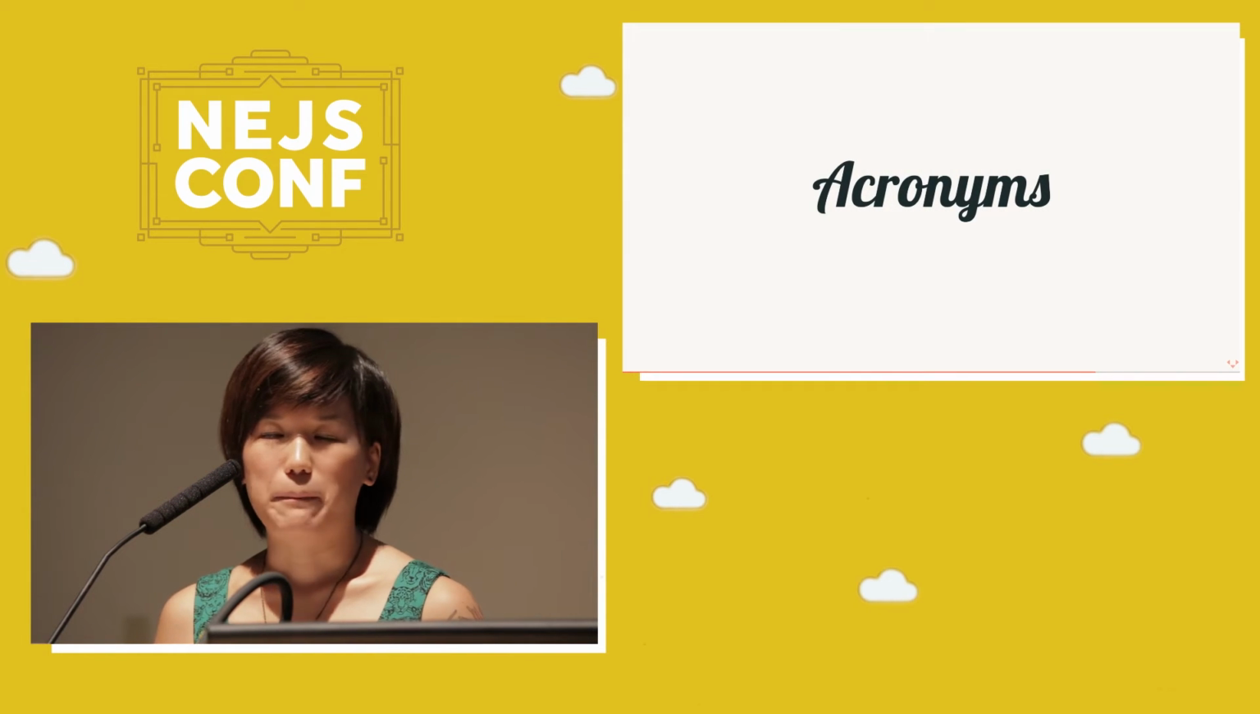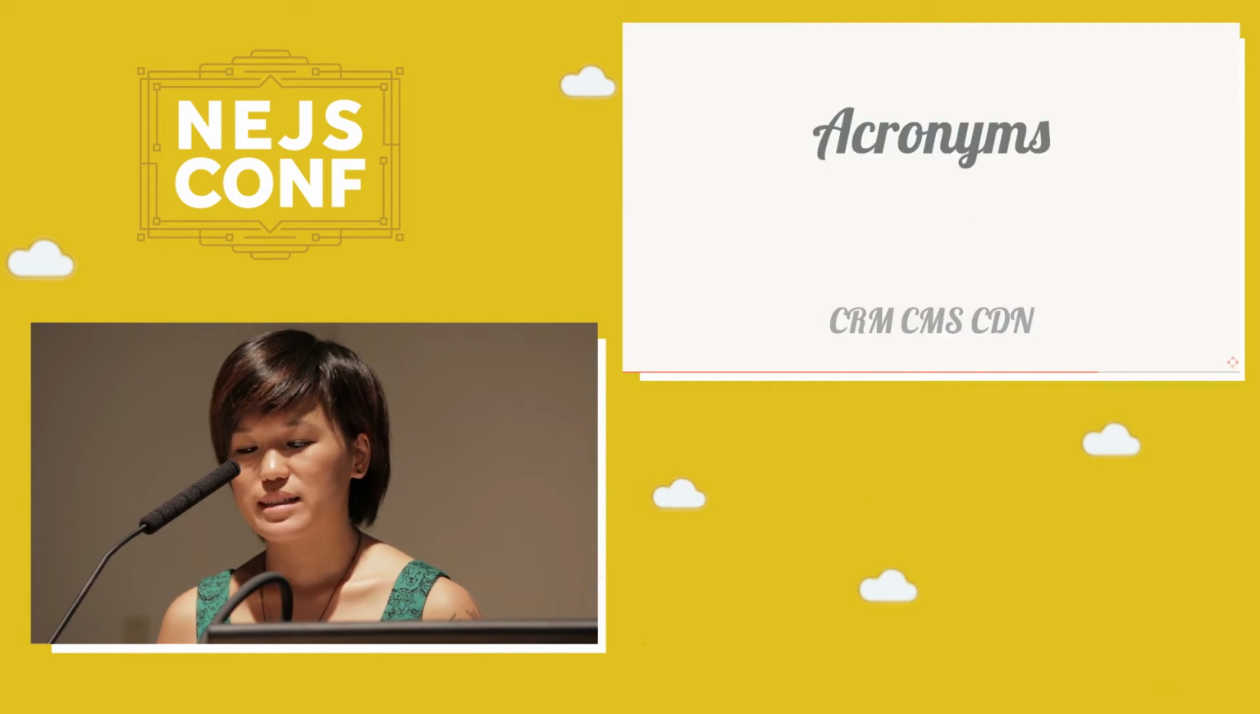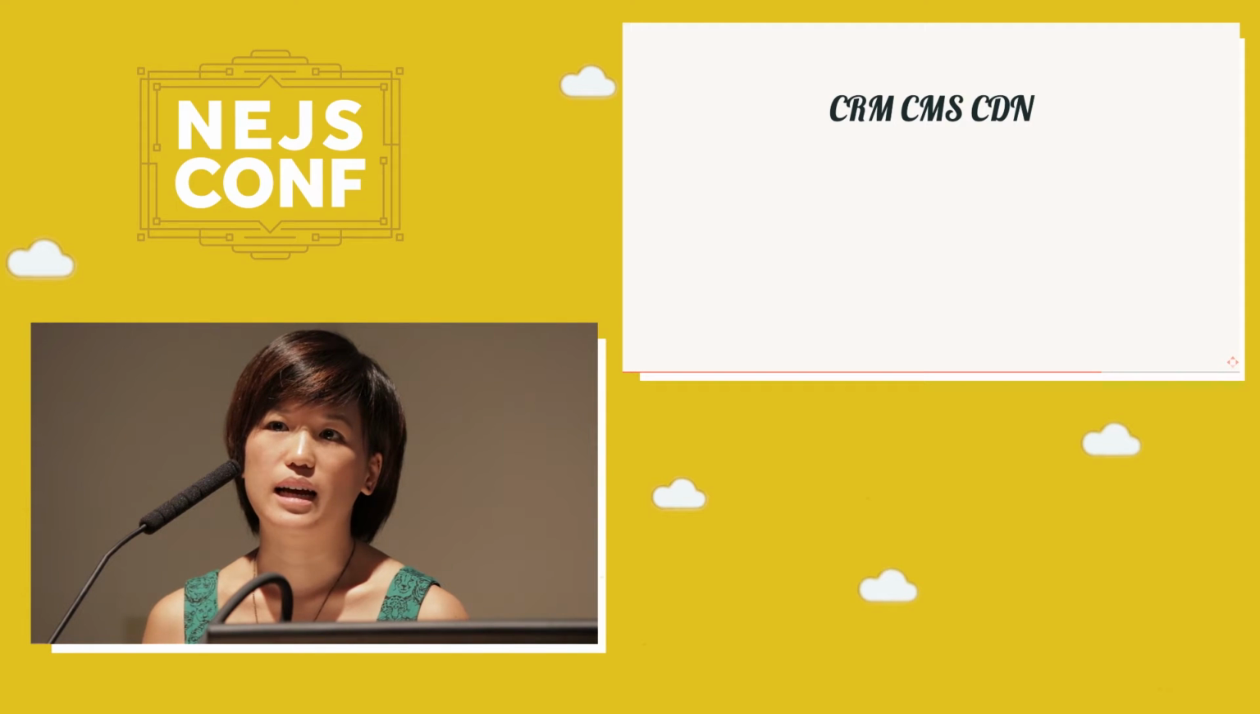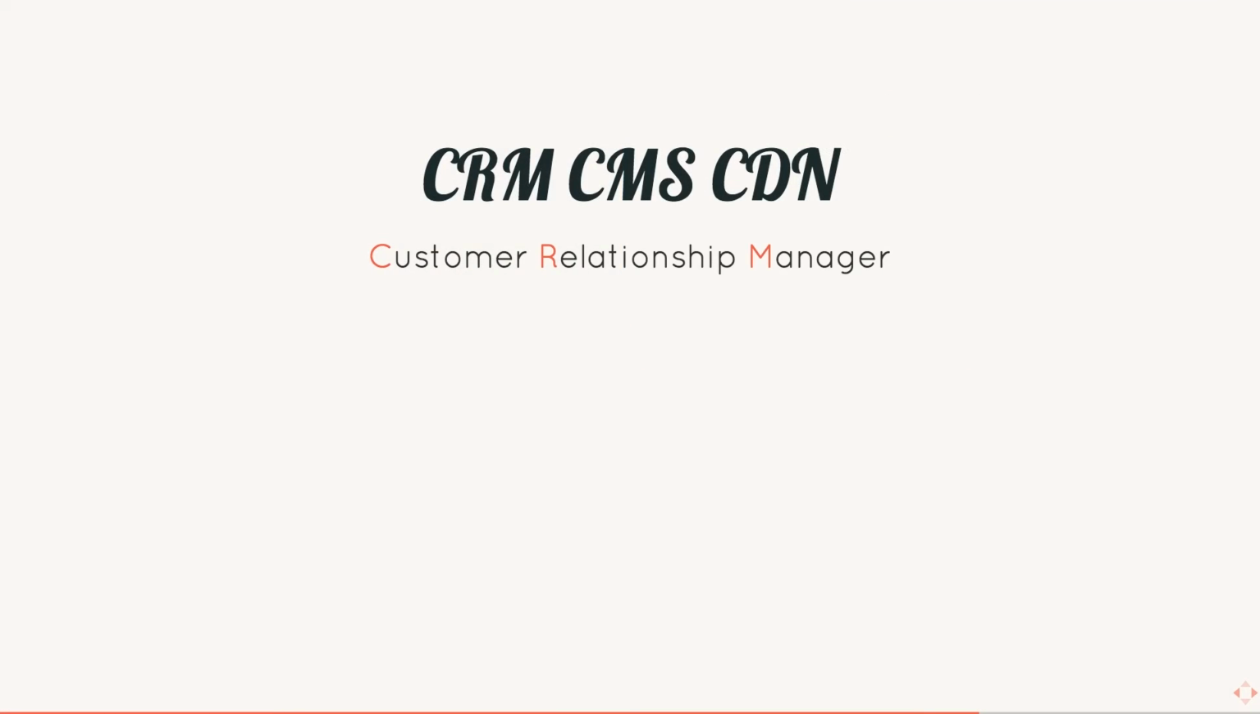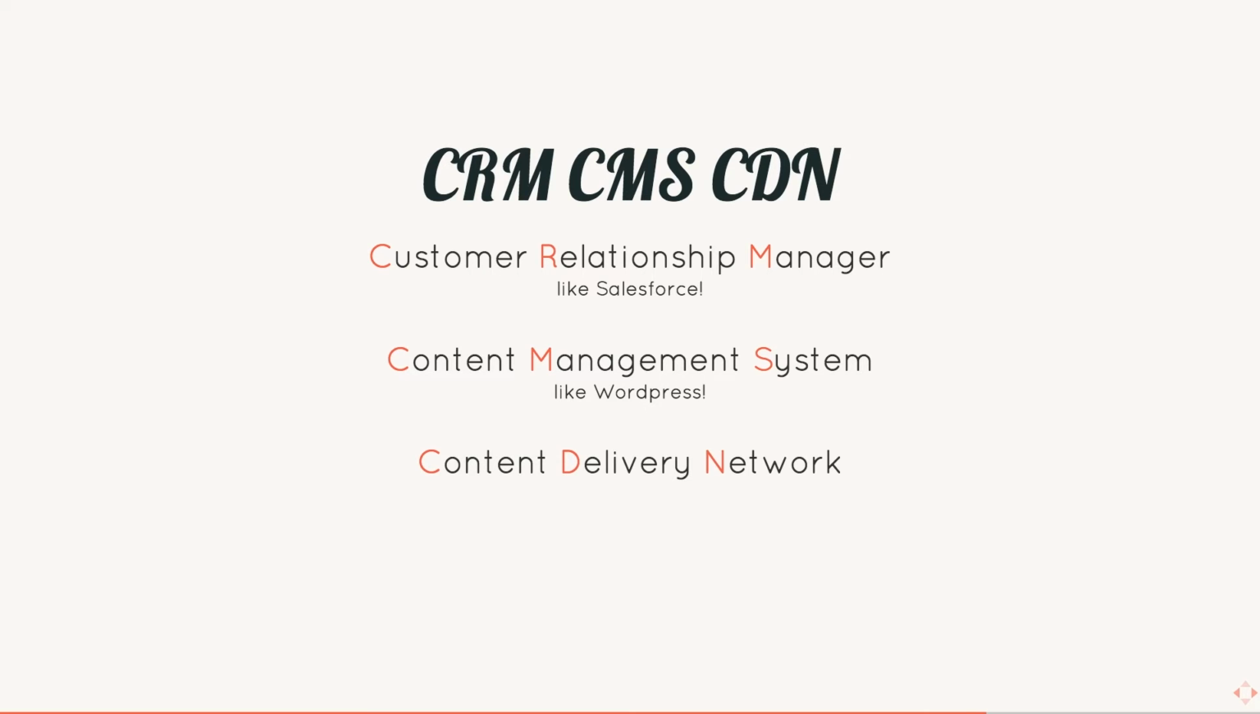Okay, next up are a bunch of acronyms. CRM, CMS, and CDN. I always get these confused. So just for a reminder, a CRM is a customer relationship manager, like Salesforce. A CMS is a content management system, kind of like WordPress. And a CDN is a content delivery network, like Amazon CloudFront.